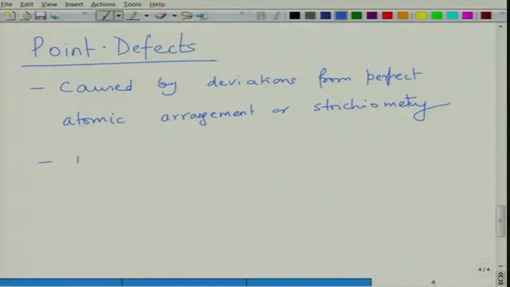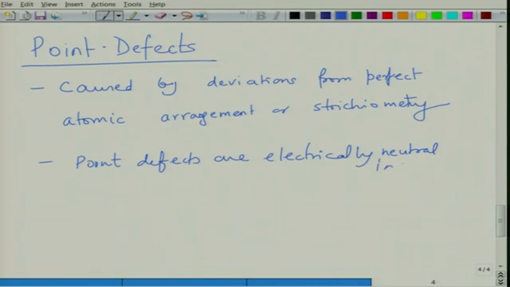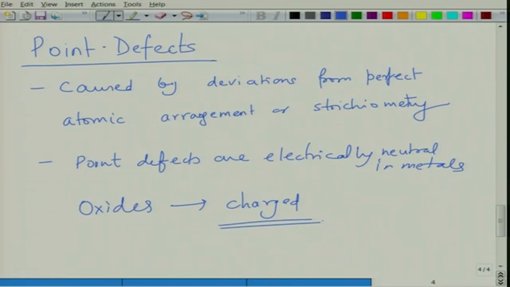Usually these point defects are electrically neutral in metals, but in oxides they are charged and they change the electrical properties quite significantly.